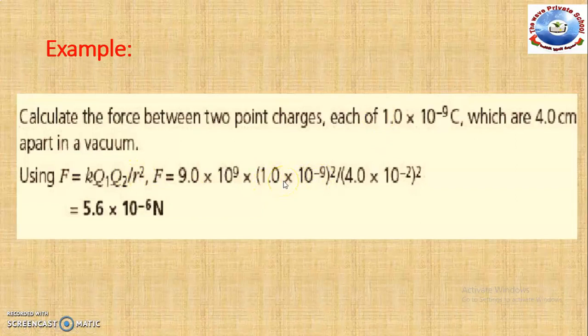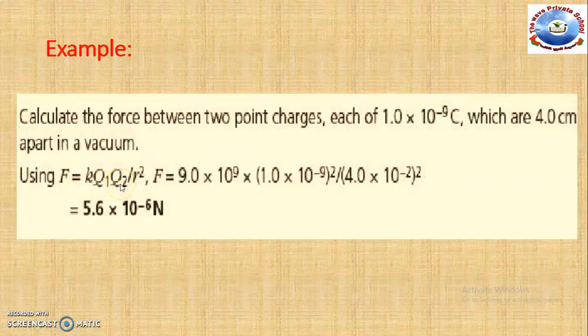Both charges have the same value, 1 into 10 to the minus 19, so it will be squared. The distance is given as 4 centimeters, so you convert it into meters: divided by 100, it becomes 4 into 10 to the minus 2. So we divide by 4 multiplied by 10 to the minus 2 whole square. Then if you multiply and divide, you get the answer 5.6 into 10 to the minus 6 Newton. The relation F is equal to K Q1 Q2 over R square is what you will mostly use in your numericals.